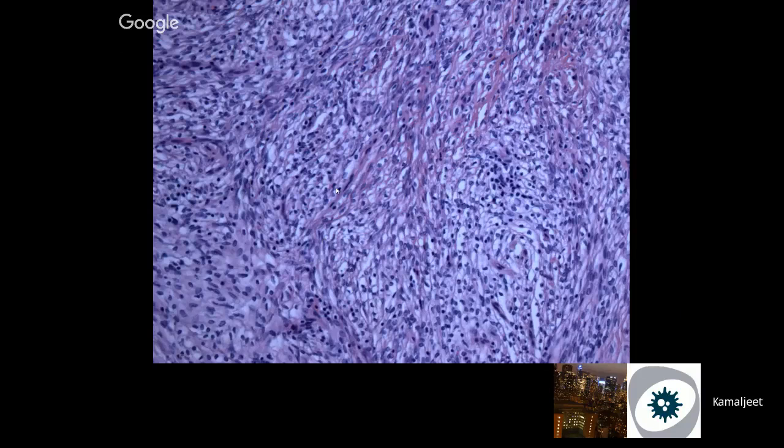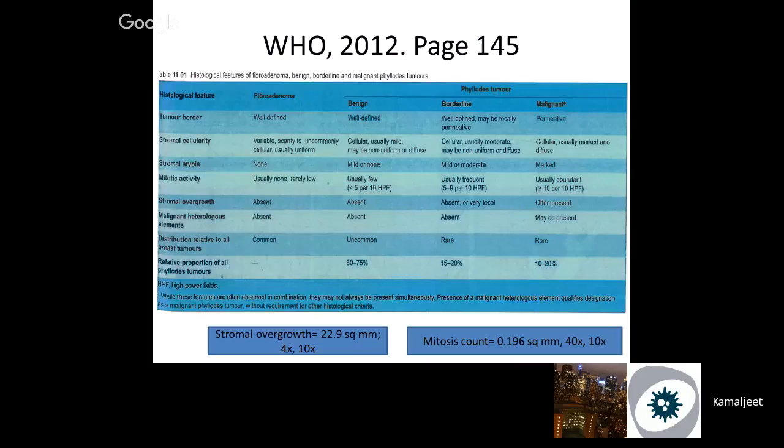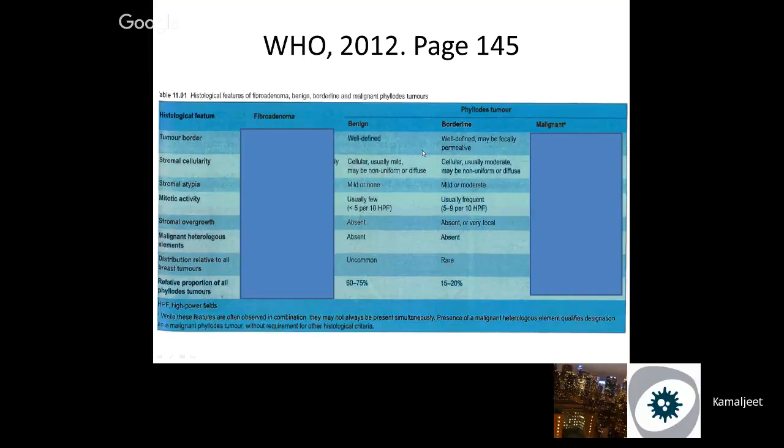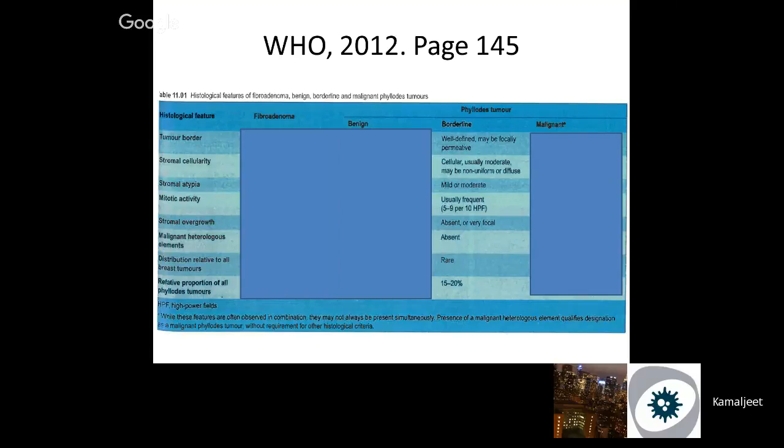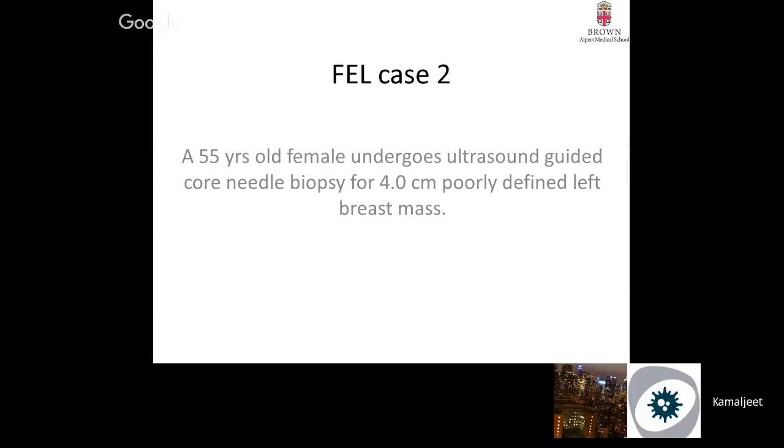That's a cellular area. It's mild to moderately cellular. I don't see any mitosis, but it's very cellular, which makes you think of phylloides. So if you have to use all those features, since it has a permeative border, it's not malignant based on the findings. So either you're arguing between benign and borderline, and based on the permeative border, I'll put it as borderline. So moving on to the next one.